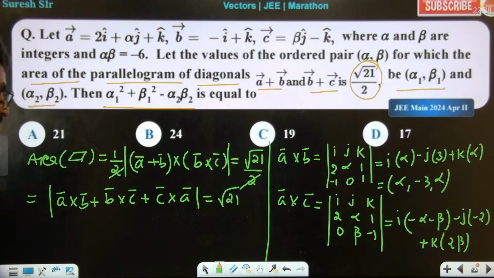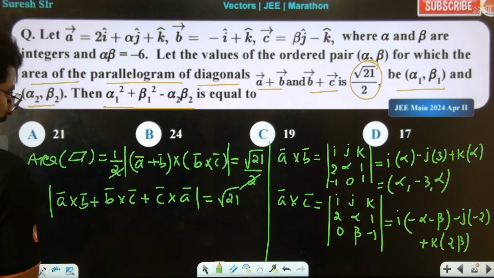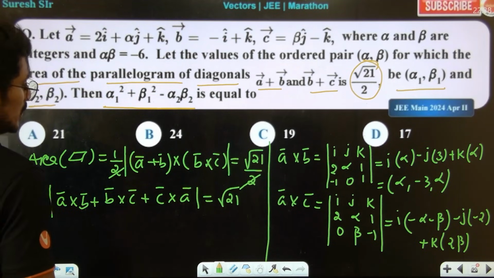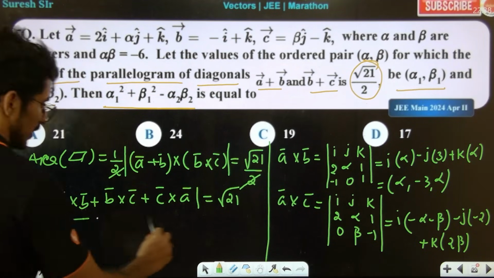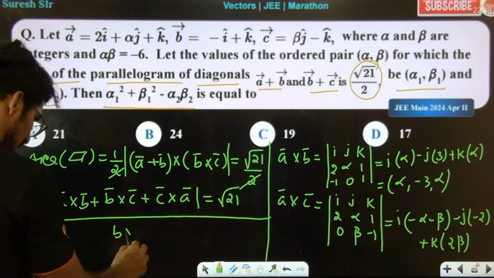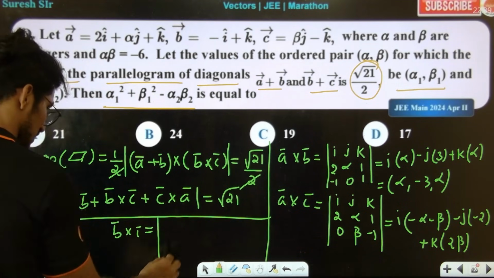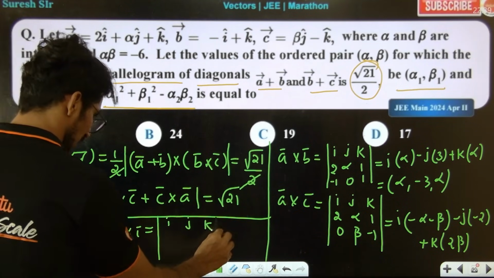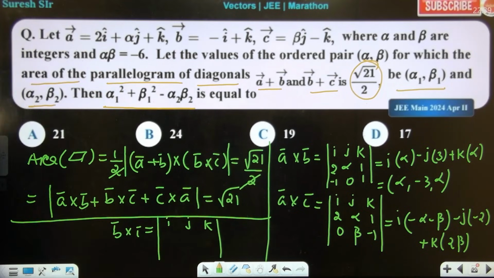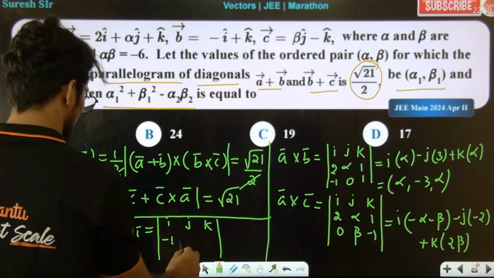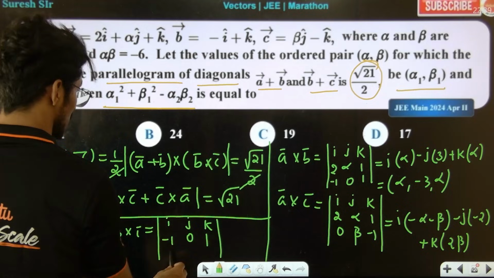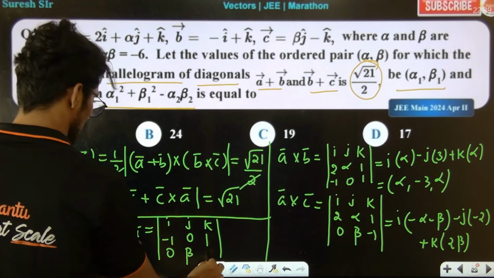2 k beta, sir. Wonderful. Now I will do one thing. Let me calculate AB, AC, BC here. We'll do BC here. B cross C. B cross C is what, sir? Again I, J, K. Yes or no? Can you all see this? Yes, sir. B is what, sir? Minus 1 0 1. C is what, sir? 0 beta and 1, sir.